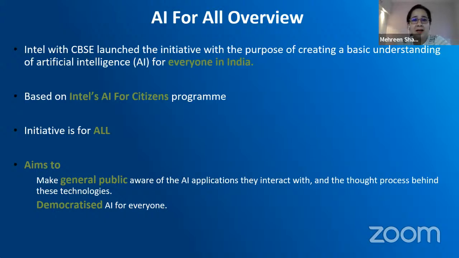The reason for giving it the name AI for All is that it is India's national strategy on artificial intelligence to make everybody AI ready. AI has to be inclusive. It has to take everyone into its ambit so that everybody becomes AI ready for the future.